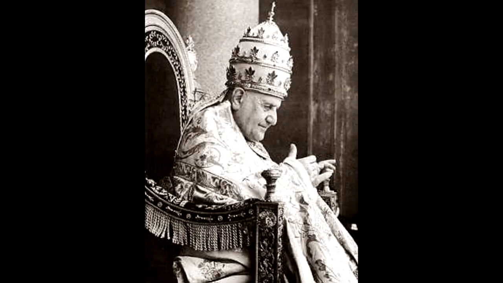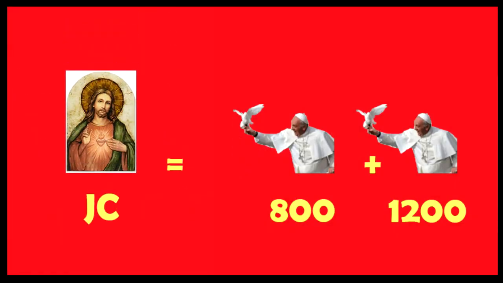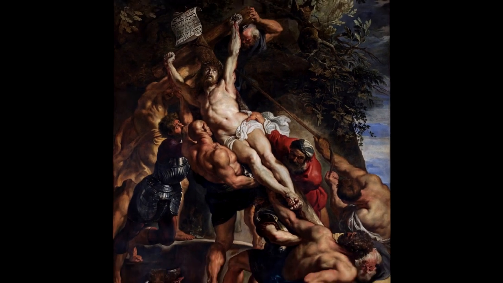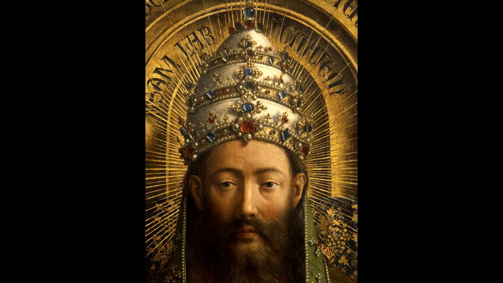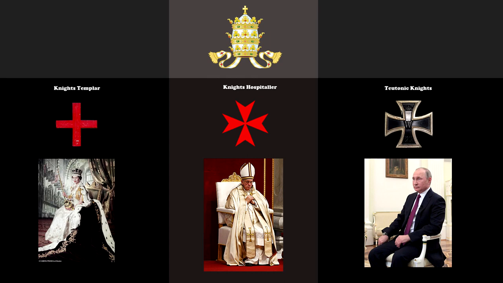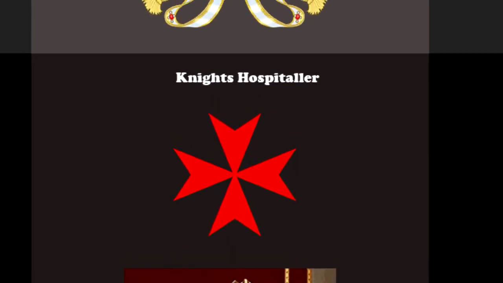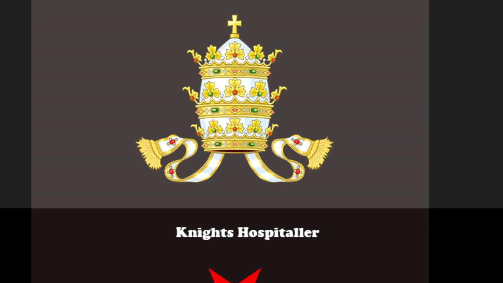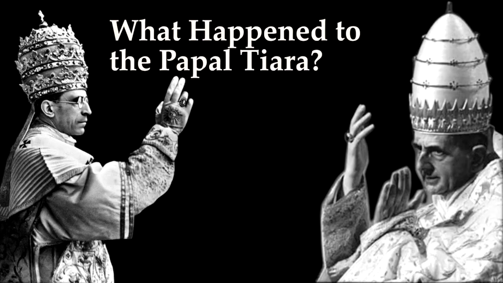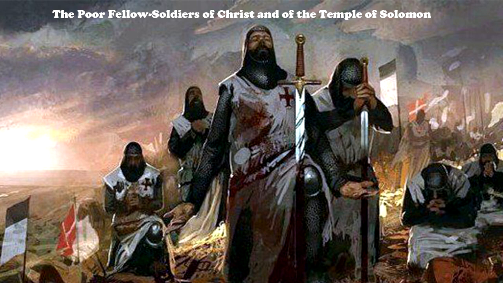So what happened? Well, I think the papacy stole the year zero. By removing 450 years of Roman Empire and by inventing the crucifixion, they made themselves rightful inheritors of the tiara, the crown of the pharaoh. So this means that the Pope has two functions. He is the grandmaster of the Knights Hospitaller, and at the same time he is the godfather. But then something strange is happening. In 1964, the Pope is donating the tiara to the poor. To the poor. Sure, I think the poor are the poor fellow soldiers of Christ.